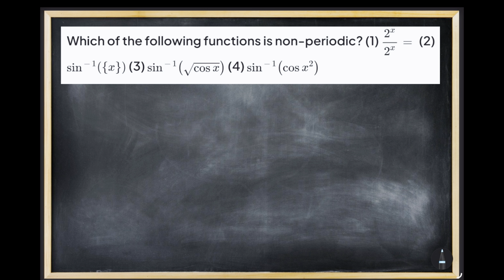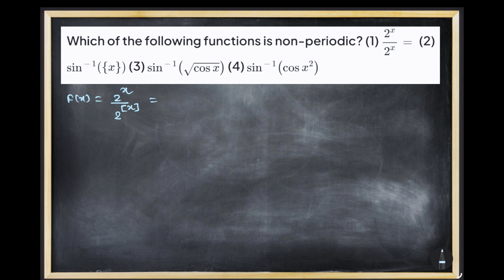So, we are back with a wholesome new question which is asking us which of the following functions is non-periodic. So, the first problem is f of x equals 2 power x. Okay, so 2 power x by 2 power x. No, it is not 2 power x by 2 power x. Rather, it is 2 power x by this.